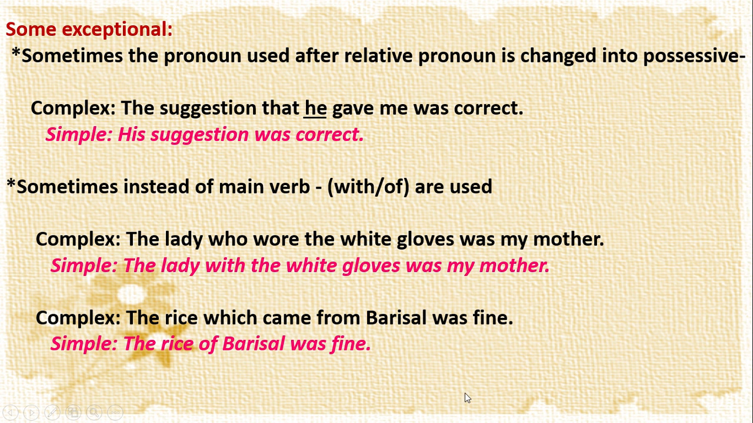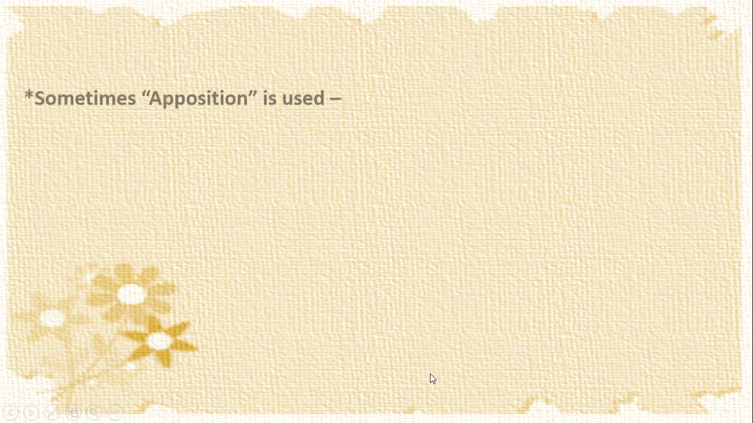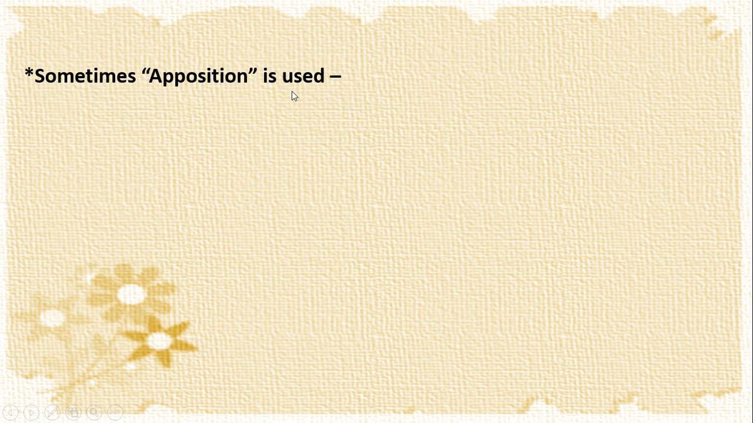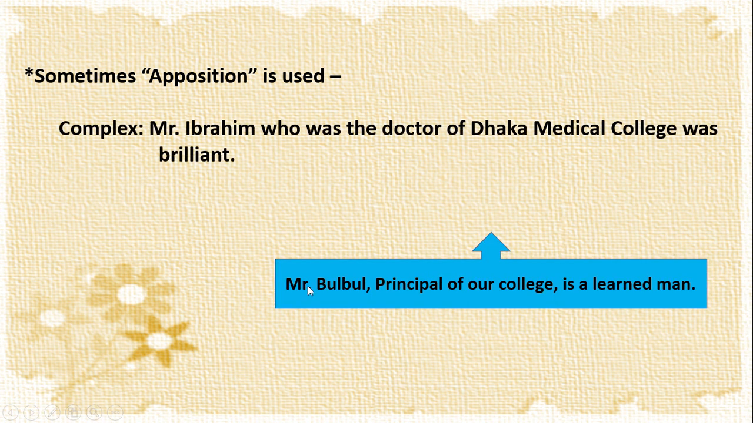We will see another exceptional sentence, that is, sometimes apposition is used. Apposition. The term may be new to you. Actually, the word apposition means placing near. When two nouns sit side by side and indicate only one person or thing, then the second noun is called the appositive or case in apposition of the first noun. If you see one example of apposition, it will be clear to you. Mr. Bulbul, principal of our college, is a learned man.